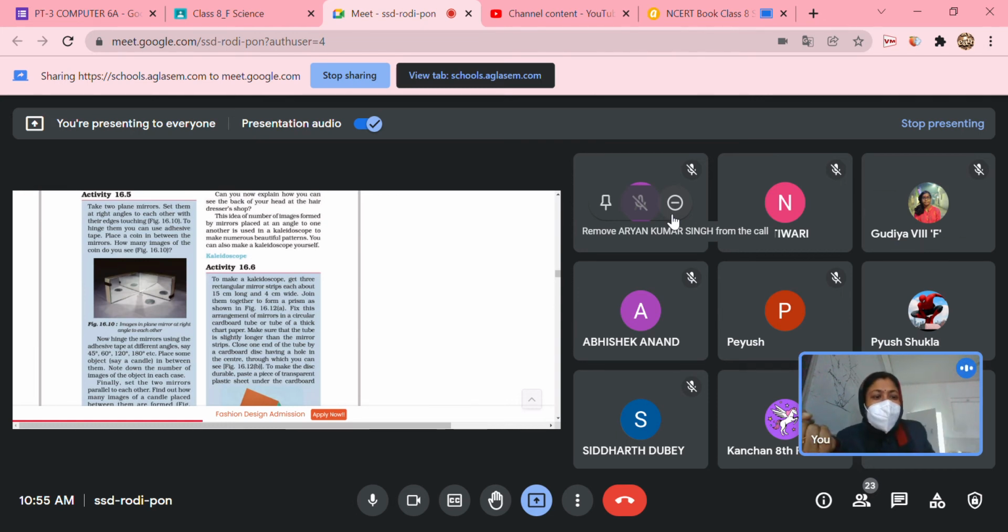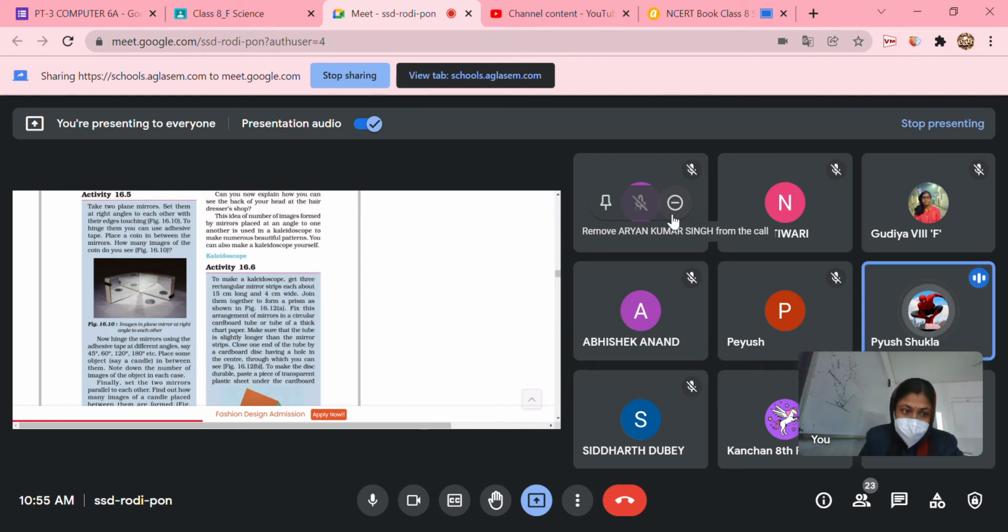You can do it yourself. You can make a setup with an angle of 90 degrees, and there will be 3 images. At 45 degrees, how many will there be? 360 upon 45. How many?